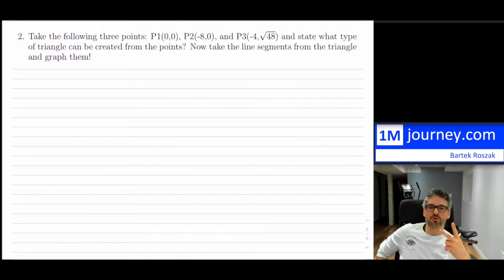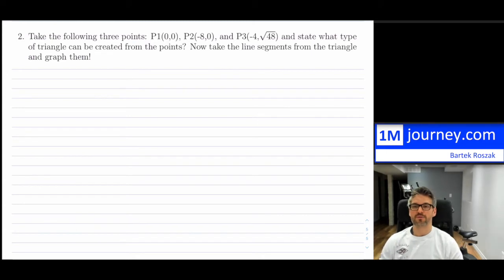Here's question number 2. So take the following 3 points, P1, P2, P3, and state what type of triangle can be created from the points.